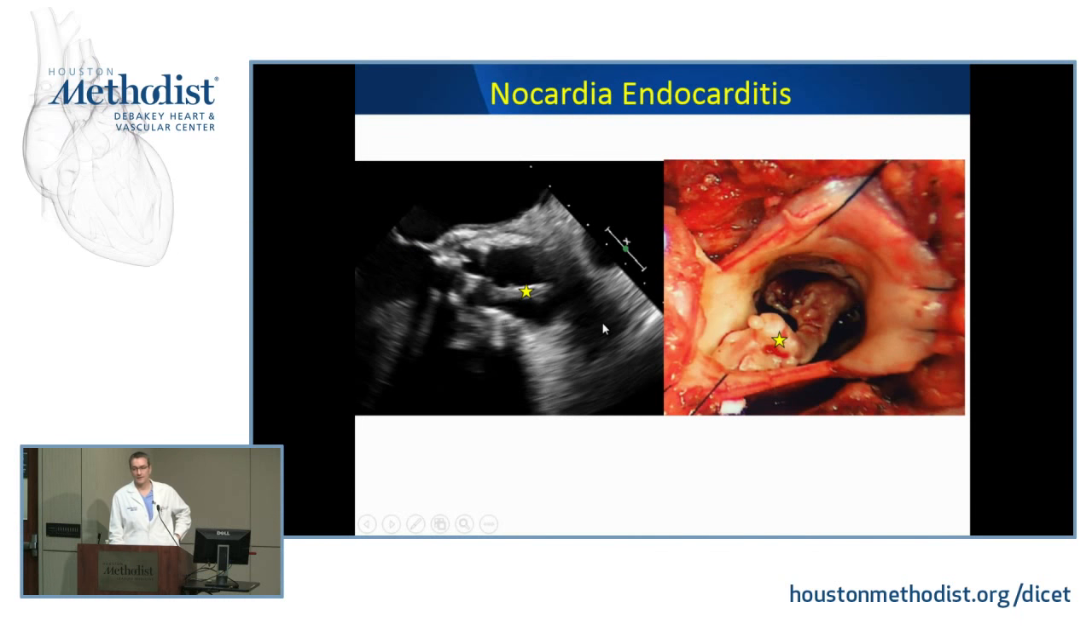And this was nocardia endocarditis. So we don't know a lot about nocardia. They tend to grow very big. So it's one of the things that when you see a massive thing, by now ID is involved and they have to do some special tests. But this was a case from here not so long ago.